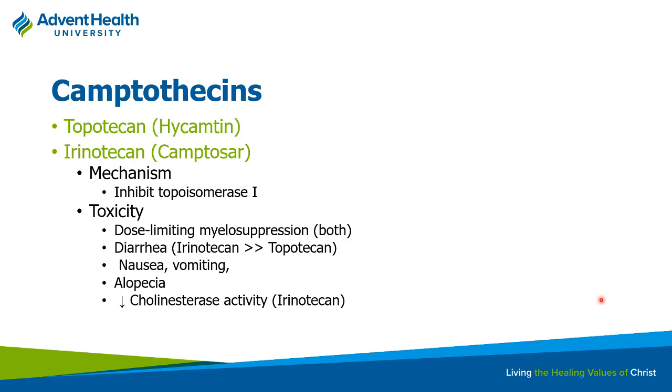So anyway, getting back to our camptothecans, because it's decreasing cholinesterase activity, diarrhea is very, very prominent with these patients when they're getting irinotecan, more so than topotecan, but certainly it's a big thing you're going to see there. And in fact, we'll give them medications that actually help to decrease activity of the GI tract, which we'll cover in the final section here probably next week when we end up getting to that. Or not next week, the following week, because I won't be here next week.